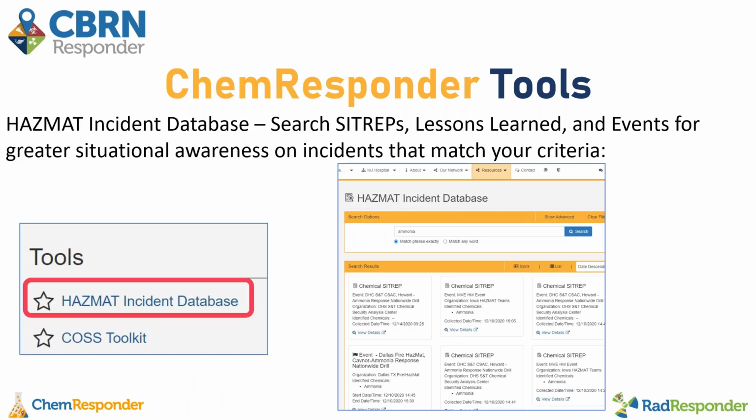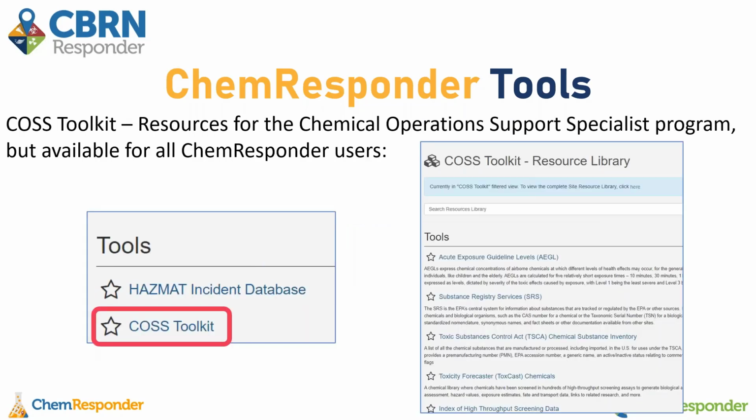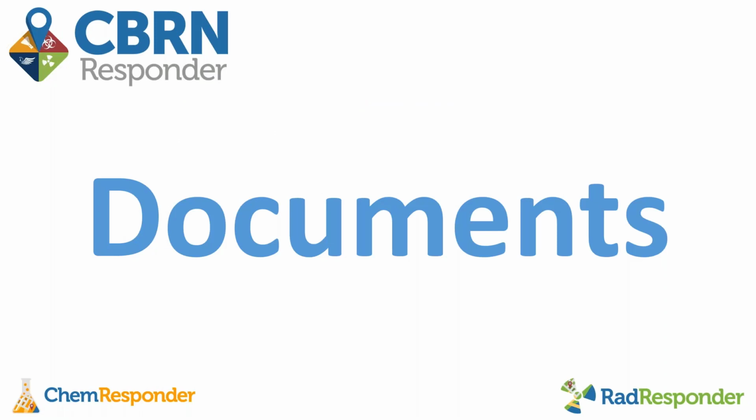The Hazmat Incident Database allows you to search for SITREPs, lessons learned, and events in ChemResponder for greater situational awareness on incidents that match your criteria. And the COST Toolkit provides resources for chemical operations support specialists. However, it is available to all ChemResponder users. Next, we'll discuss the documents portion of the resource library.